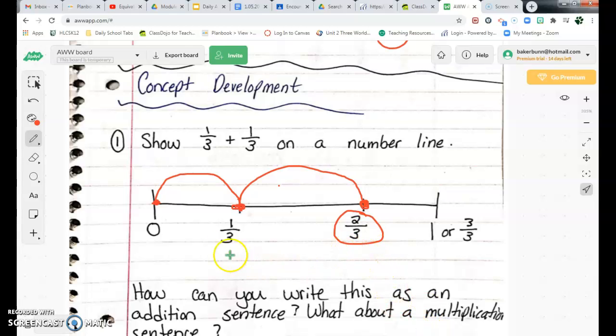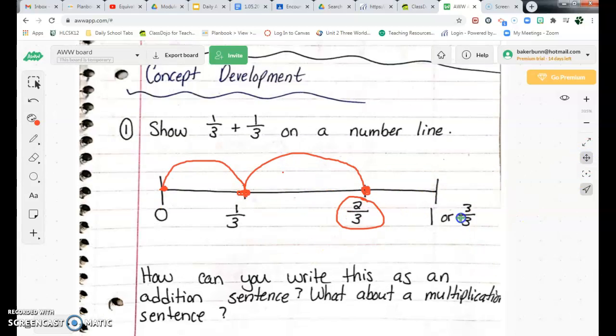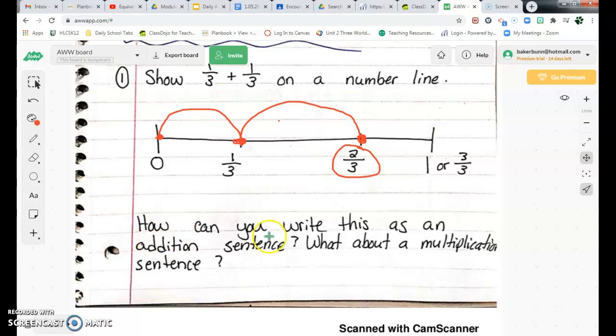Now that's pretty straightforward. We've been doing that for a while. You've been working with number lines for a few years. But if we look down here, again, you do not have to write this down. It says, how can you write this as an addition sentence? What about a multiplication sentence? Well, an addition sentence, we've already got that down. It's right up here. We could say, well, 1/3 plus 1/3 equals 2/3.